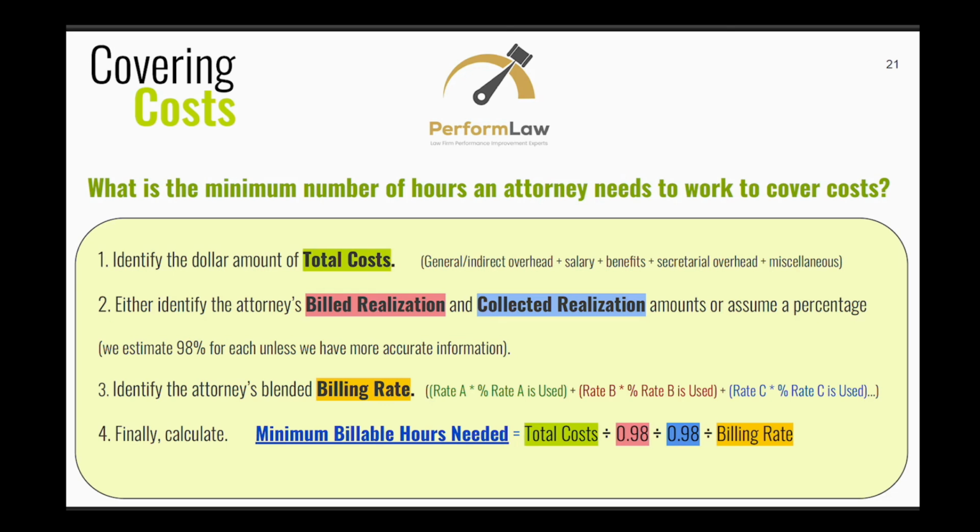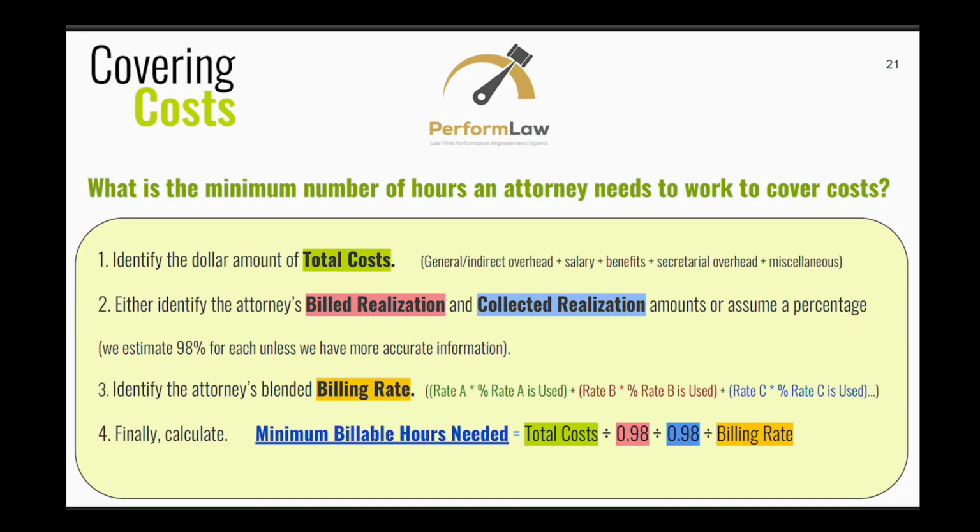Importantly, we talk about how to answer this question: what is the minimum number of hours an attorney needs to work to cover costs? The first thing you need to do is you identify the dollar amount of the total costs that need to be covered. We've kind of already talked about this in previous slides, but that's the general overhead plus salary plus benefits plus secretarial overhead plus whatever miscellaneous things that that particular attorney might need, any expenses that that particular person incurs. Then step 2, you identify the attorney's billed realization and collected realization amounts, or you assume a percentage. We usually use 98% unless you have more accurate information.